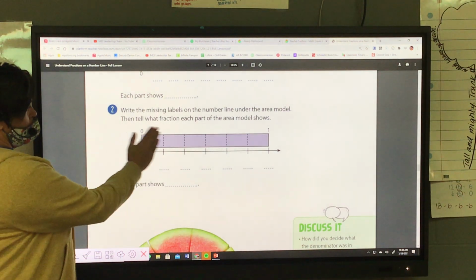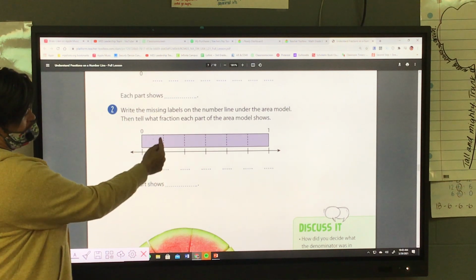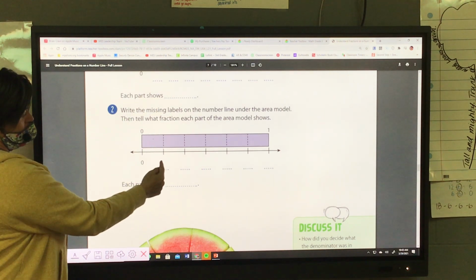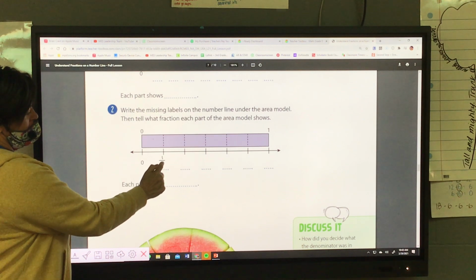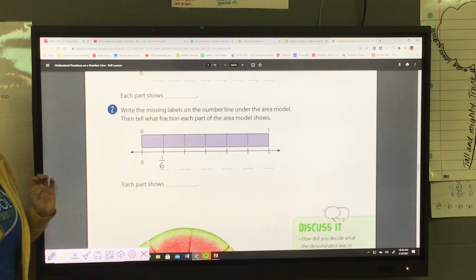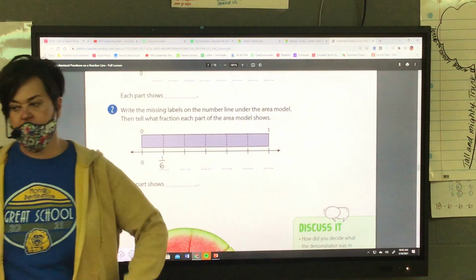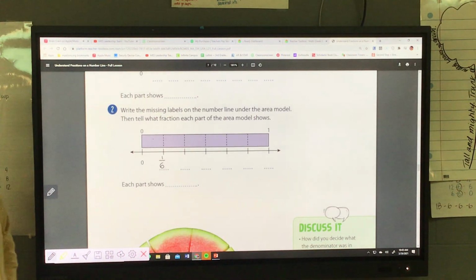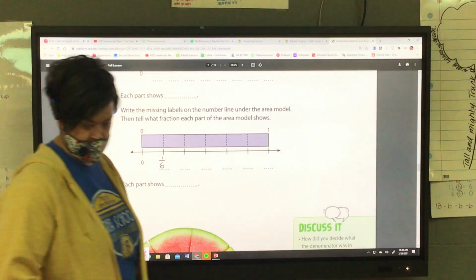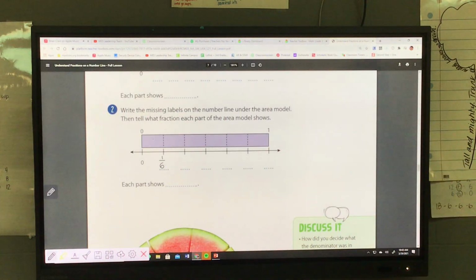So, what is the fraction of this part of the model? 1/6. Sixth. Go ahead and finish writing the fractions to complete that model. Okay, the bottom part says each part shows, remember that's the unit fraction for each one of those individual parts. Each part shows how much. Write that fraction down.